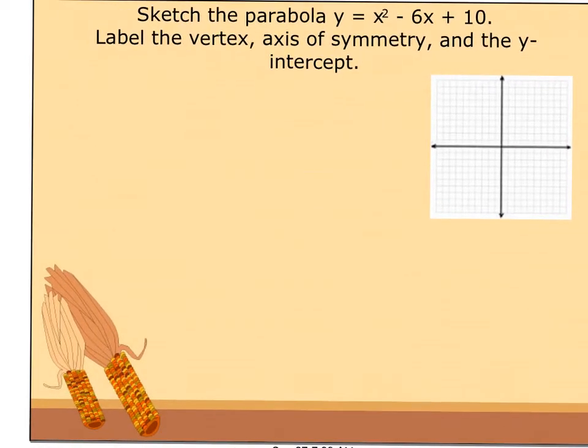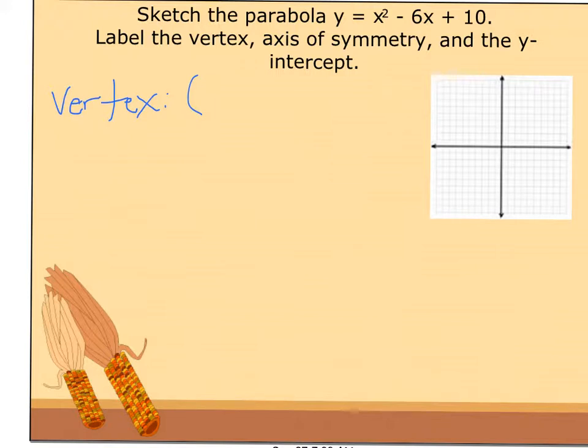So here's an example. Let's sketch this parabola: x squared minus 6x plus 10. Now I have some reminders here to make sure I label the vertex, the axis of symmetry, the y-intercept, etc. The first thing I'm going to find is the vertex. Remember from that previous slide, if I do negative b over 2a, that ends up being the x-coordinate for the vertex.